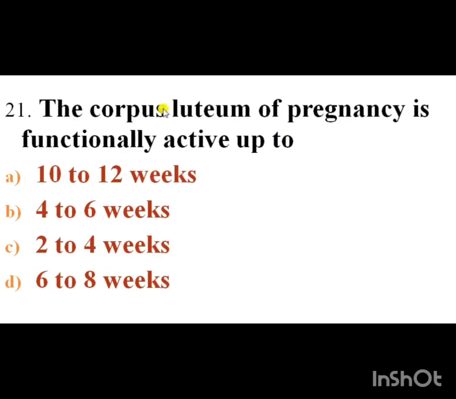Next question. The corpus luteum of pregnancy is functionally active up to. Options: A, 10 to 12 weeks; B, 4 to 6 weeks; C, 2 to 4 weeks; D, 6 to 8 weeks. Answer is A, 10 to 12 weeks. The corpus luteum of pregnancy is functionally active up to 10 to 12 weeks. After that, the placenta takes over its function.